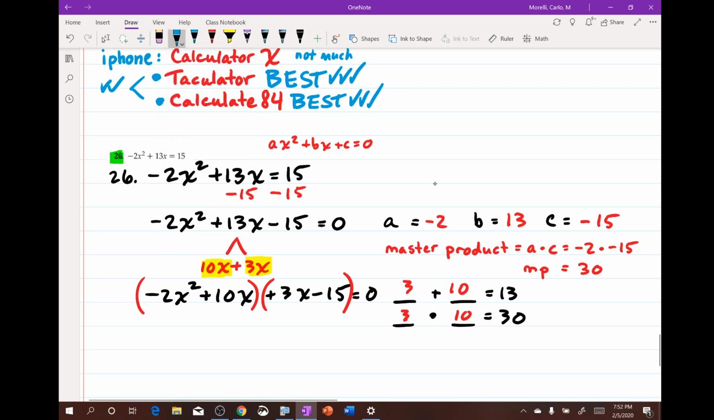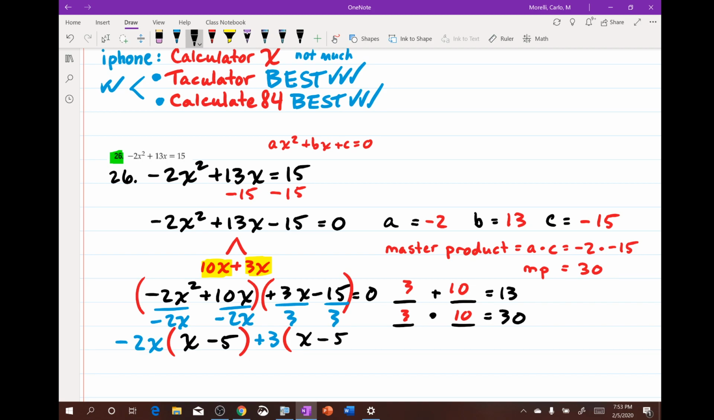Let's do a little bit of greatest common factoring here. Okay, so what can we pull out of this? We're going to pull out a negative 2x. And over here, I'm going to pull out a 3. Okay? I hope you guys are getting the hang of this. So what I'm going to do is do this. Negative 2x, open parentheses. Inside I'll have x minus 5. Because that's what happens when you divide negative 2x squared by negative 2x. You get x. And then 10x divided by negative 2x is negative 5. Because 10 divided by negative 2 is negative 5. And x divided by x is 1. All right, so now we do plus 3, open parentheses, and then inside we have x minus 5. Same thing, okay?